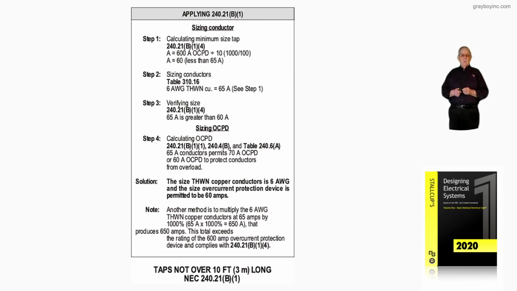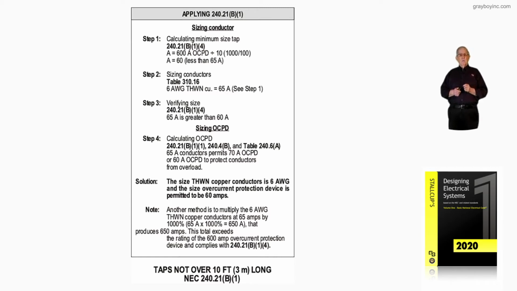You'd say, well, I need a 40 amp tap. Then that overcurrent device would have to be 400 amp divided by 10, giving you 40 amps. So what we're saying in step 1 is the size of the overcurrent device determines the minimum size of the tap, divided by 10.